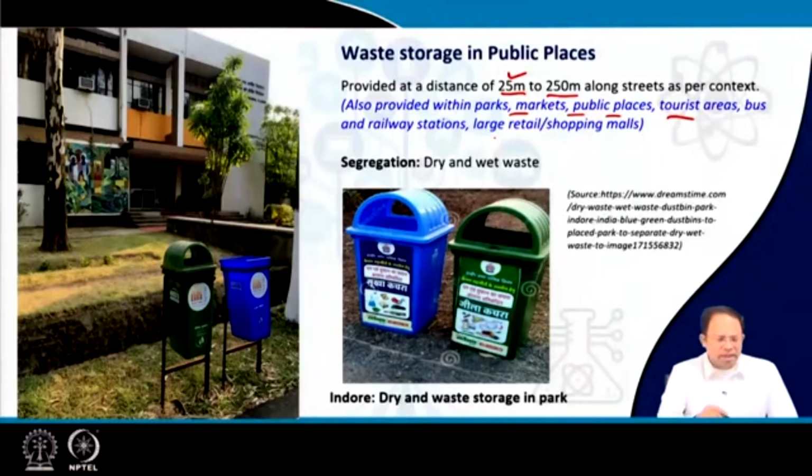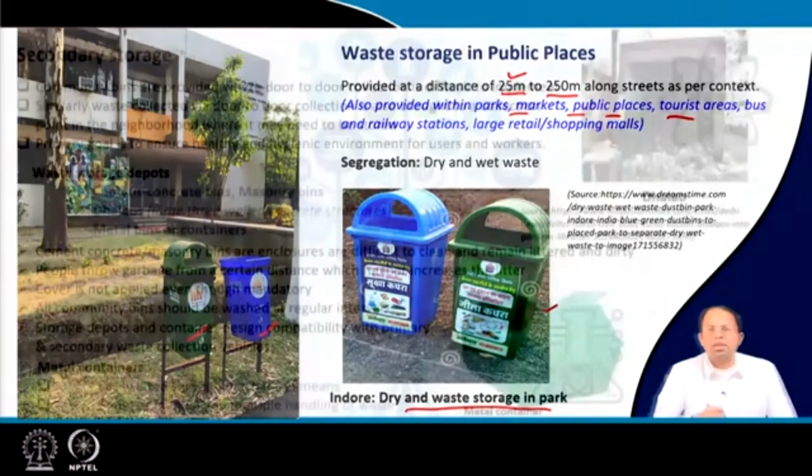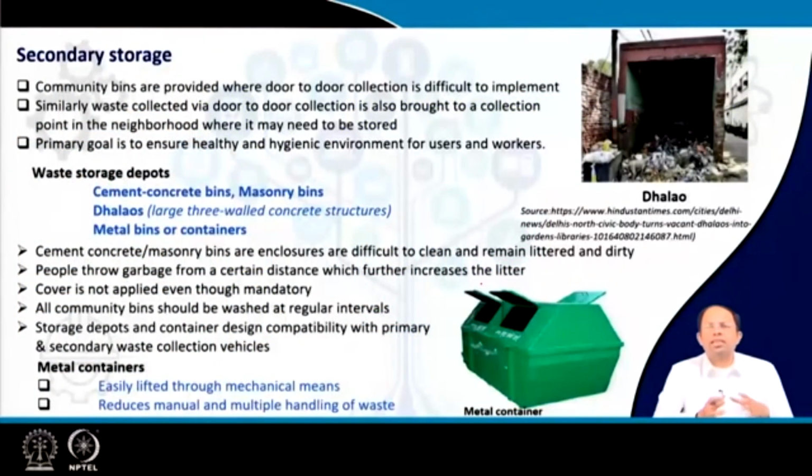So in this image you can see two containers, one green color for wet waste, and for other waste, papers and other kinds of material, dry waste, the blue color container. This is our architecture department at Indian Institute of Technology, Kharagpur. So we have these two containers in front of our department. Similarly, over here you can see indoor dry waste storage in a park, which is also stored in this kind of container.